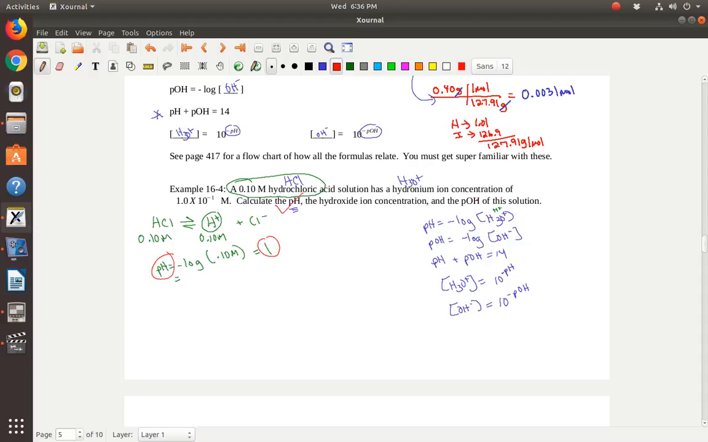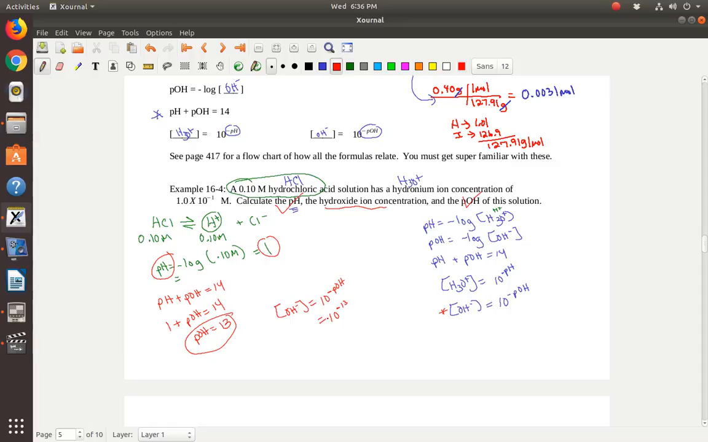What about the pOH? Well, remember that pH plus pOH equals 14. So 1 plus pOH is 14, so the pOH is 13. Alright, did that. Hydroxide ion concentration. Well, that's this one. So the concentration of the hydroxide ion is equal to 10 to the negative pOH. So it's 10 to the negative 13.